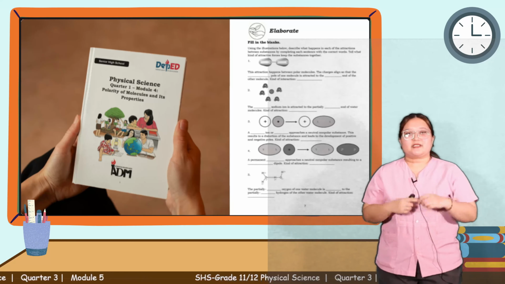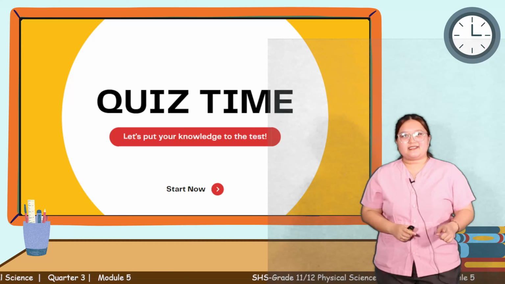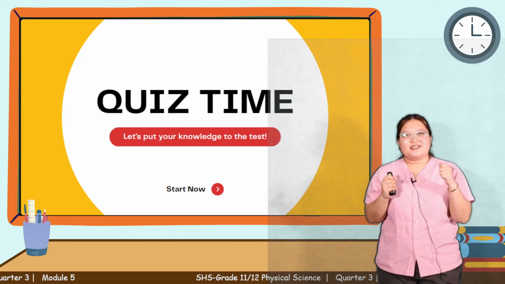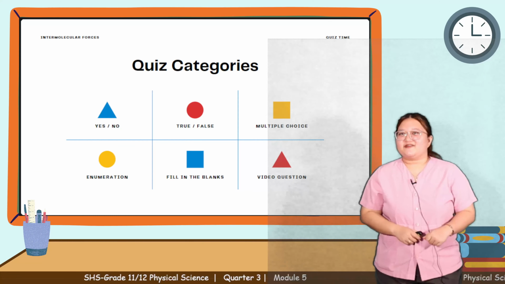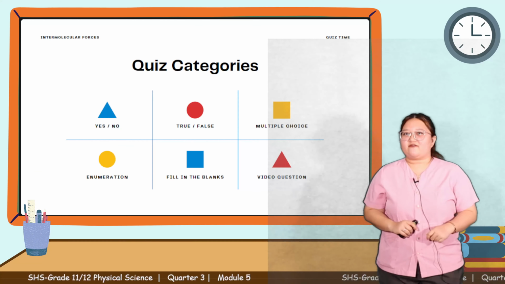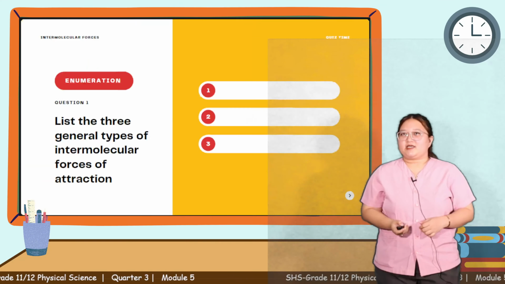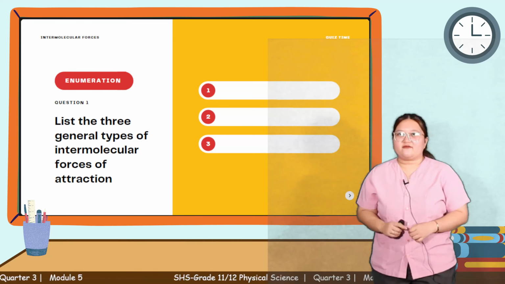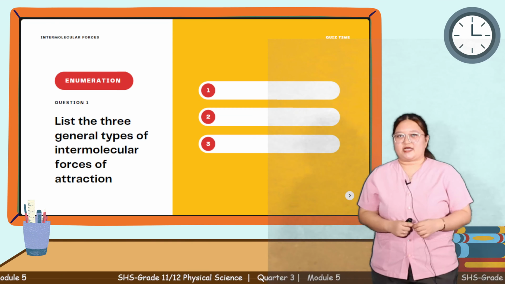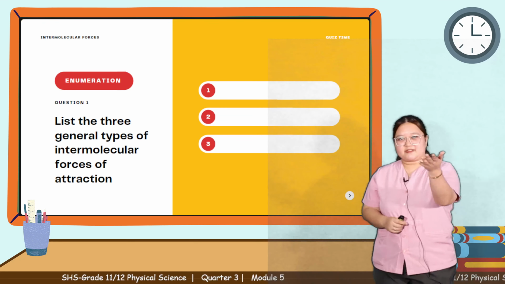Okay, now it is time for a quiz. Let's put your knowledge to the test and try your best to get a perfect score. Are you ready? Let's go. For the first part, let's have enumeration. Please list the 3 general types of intermolecular forces of attraction. Please write them down on your notebook.